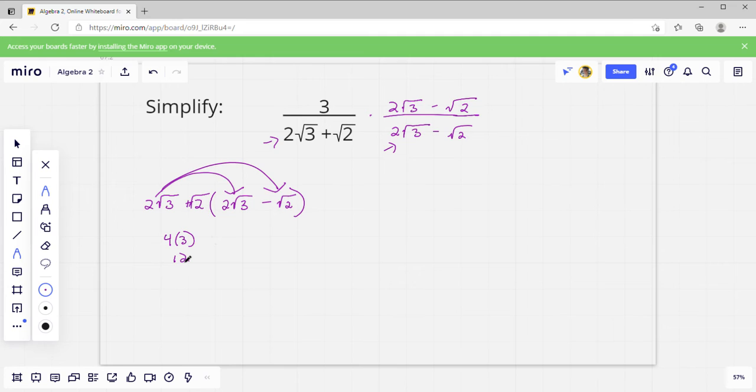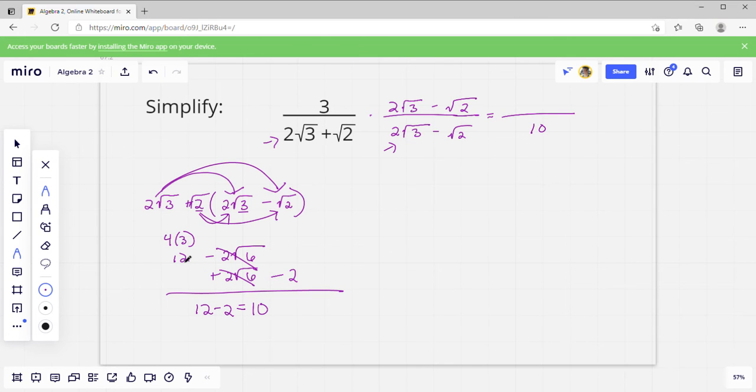Then we're going to end up with negative 2 times the square root of 6. Then we multiply here. We're going to get positive 2 times the square root of 6, because 2 times 3 makes 6. And then we're going to do negative square root of 2 times square root of 2, which would just be 2. All right, these are going to cancel. And we're going to have 12 minus 2, which is going to equal 10. So our whole bottom comes out to 10.